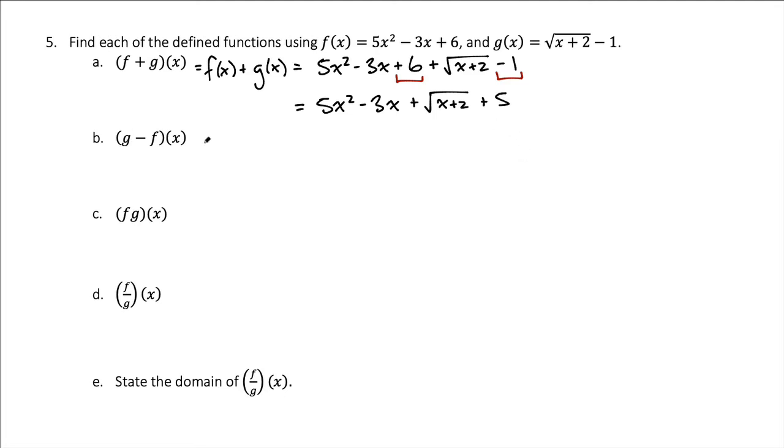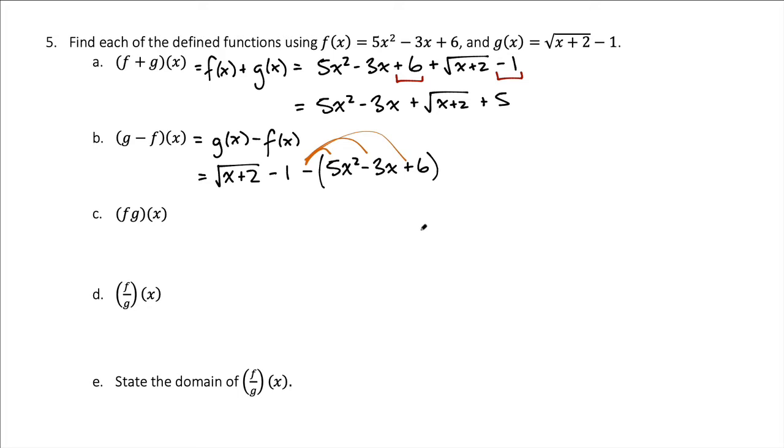For g minus f, this is g of x minus f of x. Well, we've got our function g, square root of x plus 2 minus 1, and then we're subtracting f. And a very common mistake is that people forget to distribute that minus into the entire function. Okay, so I'm going to put parentheses here to indicate we're subtracting this entire function, and we're going to have to take that negative and distribute it to all three terms here.